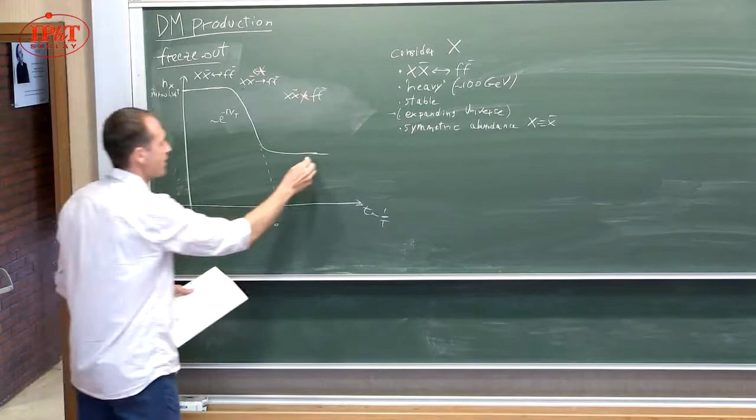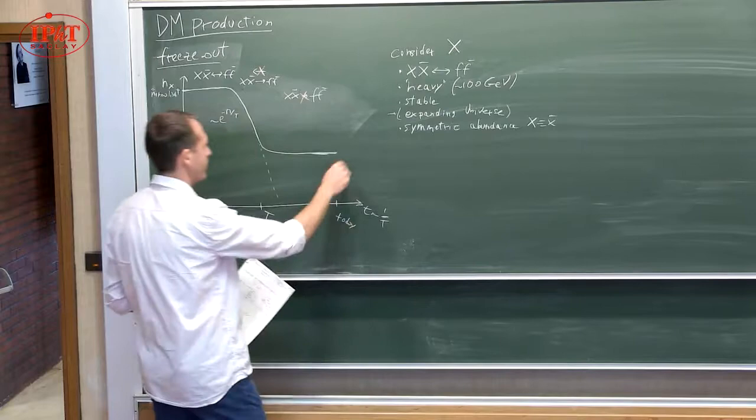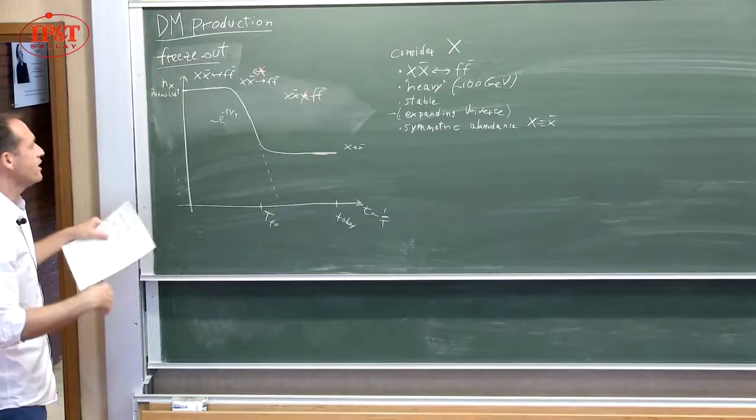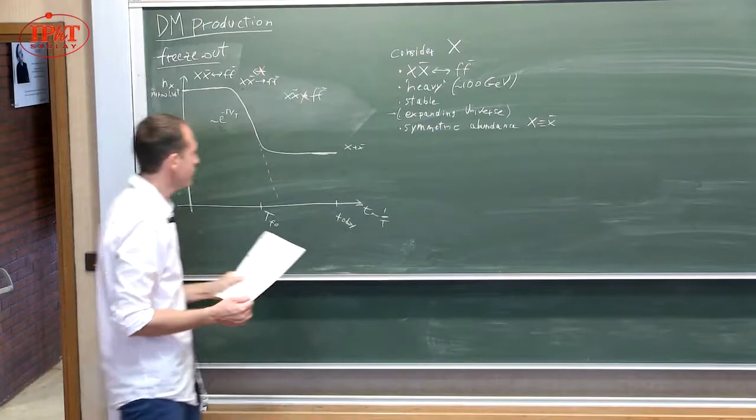So this is the final abundance that I'm receiving today in terms of dark matter particle. We have a residual abundance of X plus X bar particles, which is indeed, as I was saying at the beginning, the sort of leftover of an incomplete annihilation due to the fact that the universe is expanding and this particle cannot fully disappear. Okay? So this is a basic story, and this is the prediction for the final abundance of dark matter.